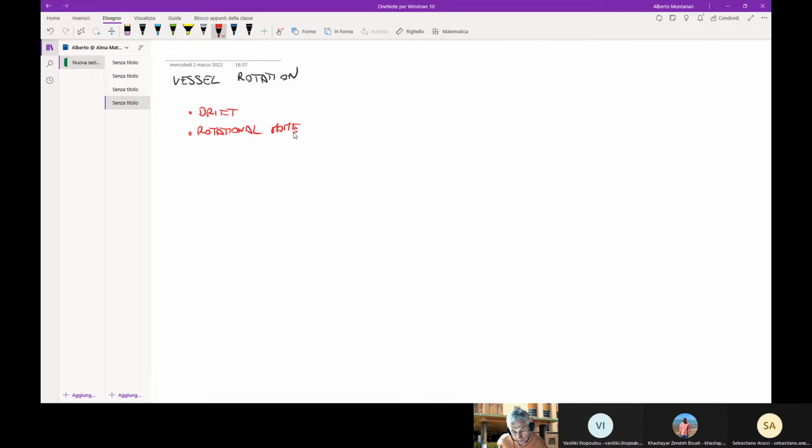Okay, now we already discussed the drift, and we need to make a nice discussion if you want to study vessel rotation. And in particular, we need to define what is the pivot point for a ship.